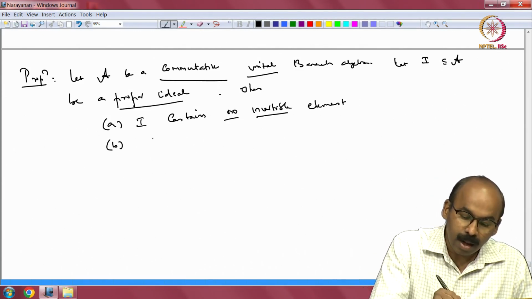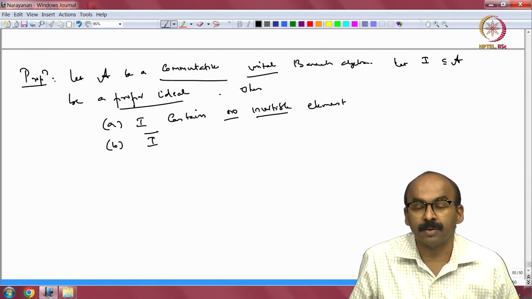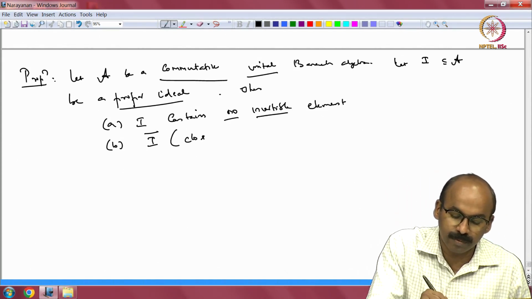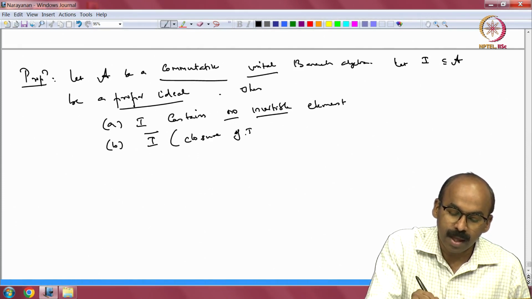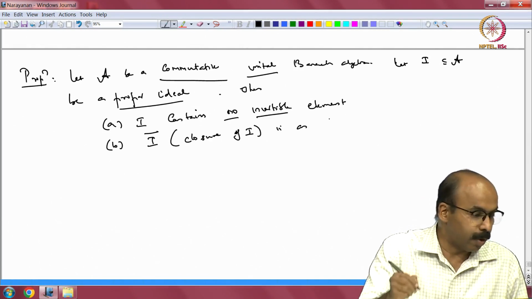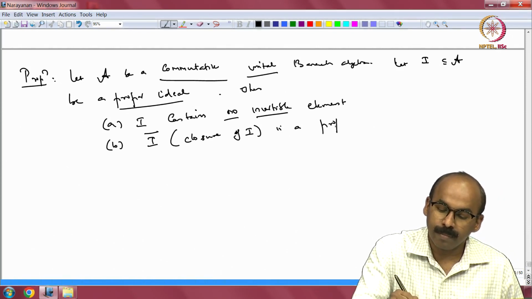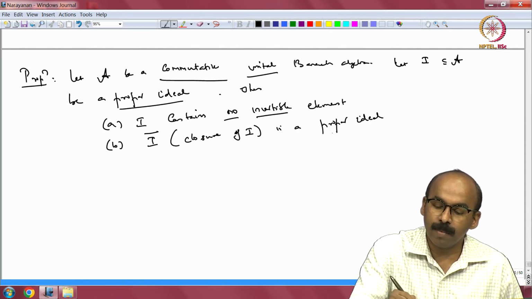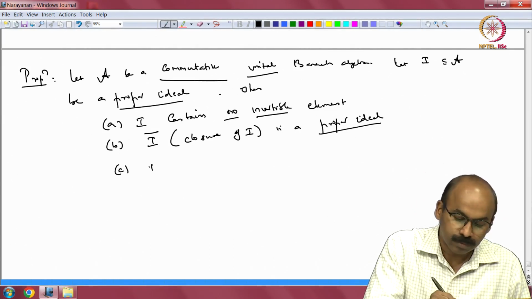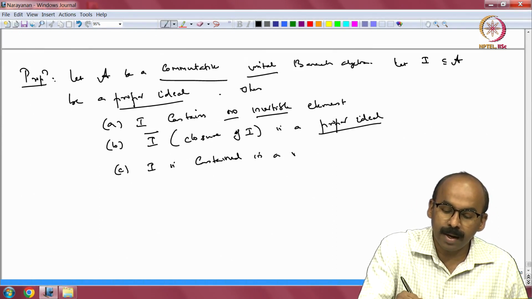(b) I closure. Remember we have a norm and so on, and I is simply a subspace. We did not say it is a closed subspace, so I can take the closure of that, right. If I is an ideal, the closure is also an ideal. If I is a proper ideal, its closure is also a proper ideal. (c) I is contained in a maximal ideal.